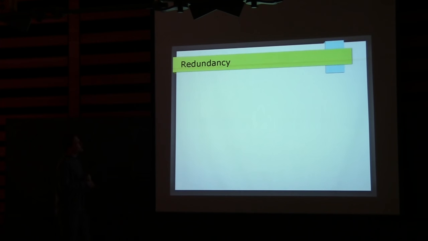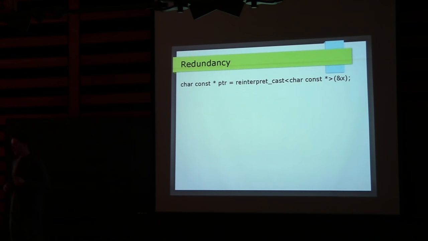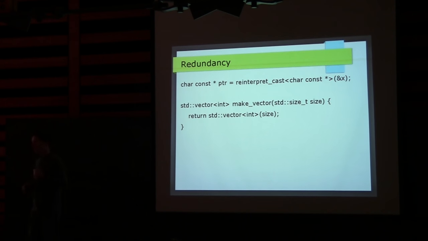Now, I mentioned earlier that one of the main goals of type deduction is reducing redundancy from our programs. For instance, consider this expression. We reinterpret cast some address into a char const star, and then we store it into a char const star. We are repeating that type in there twice. We specify it once on the right-hand side to generate the expression, and then once on the left-hand side to generate the variable.